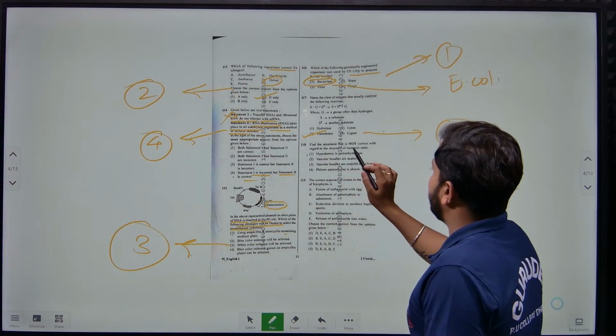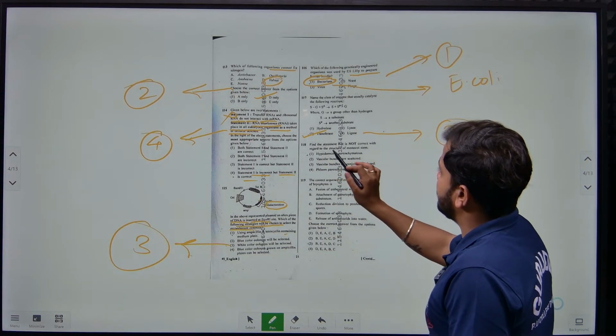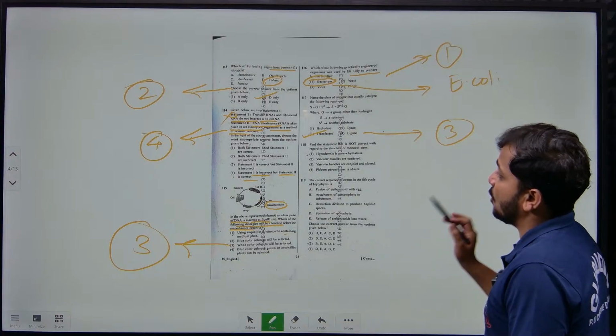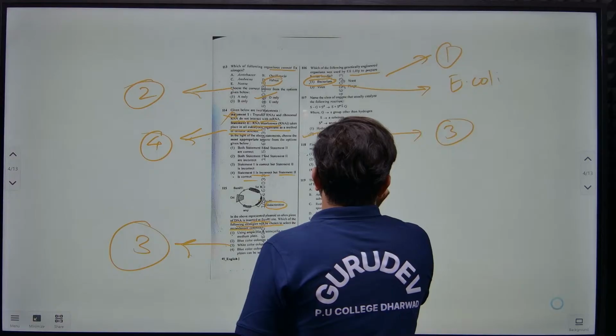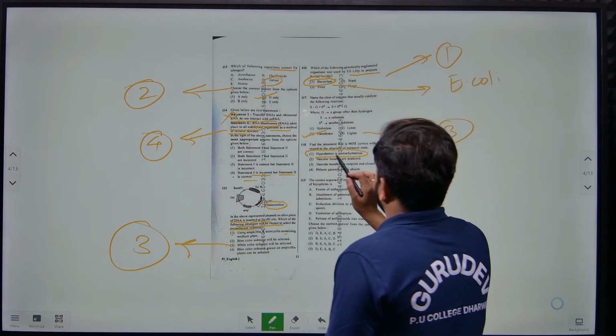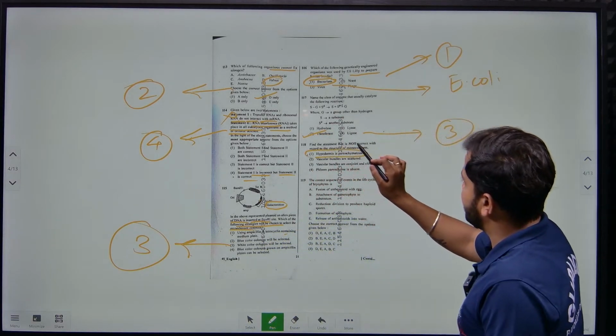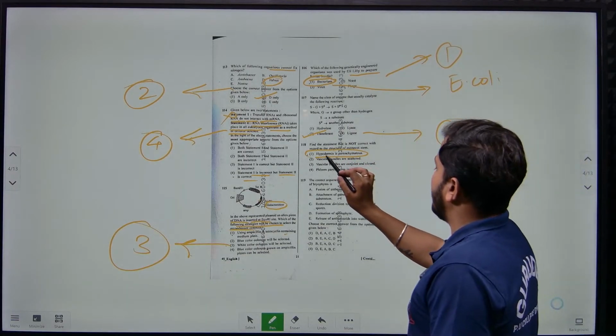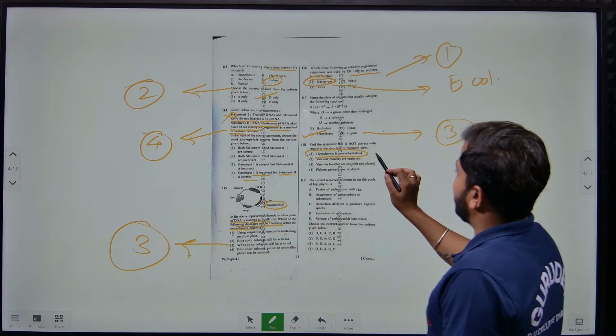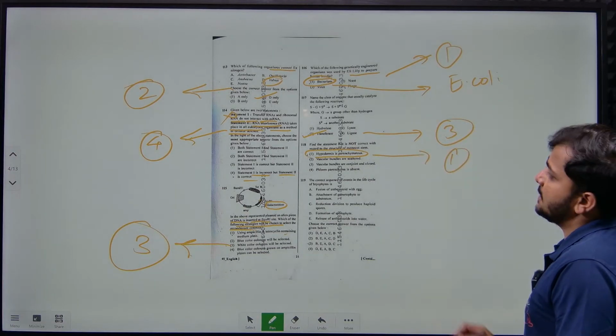Then find the statement that is not correct regarding the structure of monocot stem. According to that, hypodermis is parenchymatous, right? So the statement that is not correct regarding the structure of monocot, they are saying hypodermis is parenchymatous. So here option 1 is correct.